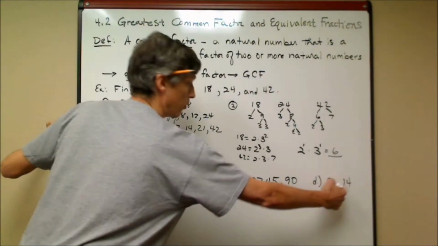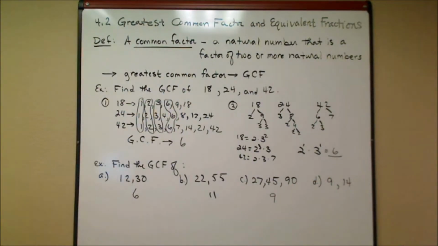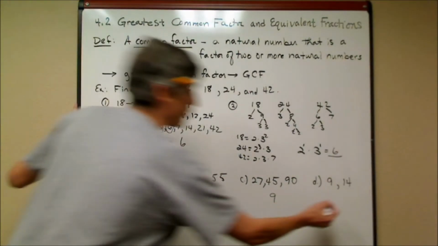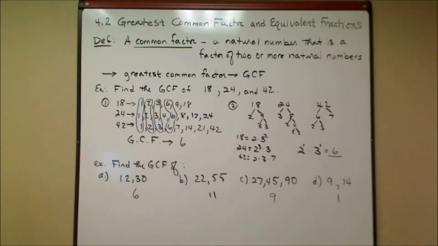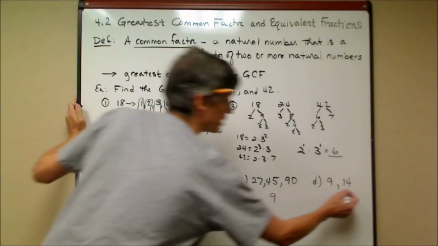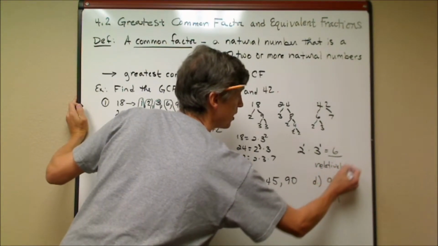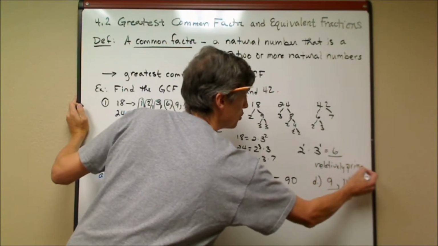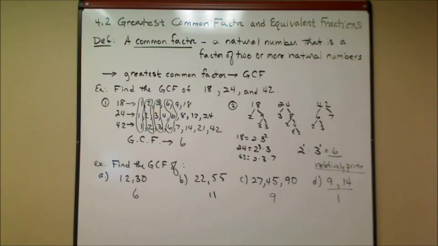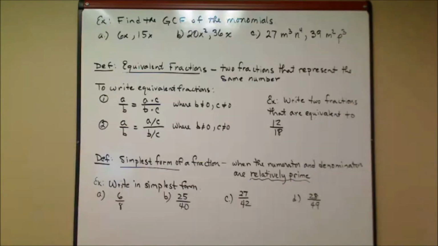Now, this one seems almost like a contradiction. Numbers that divide into 9 don't divide into 14 and vice versa, except for the number 1. That's my GCF. When the GCF is 1, then the numbers are said to be relatively prime. Two numbers are relatively prime if their GCF is 1.